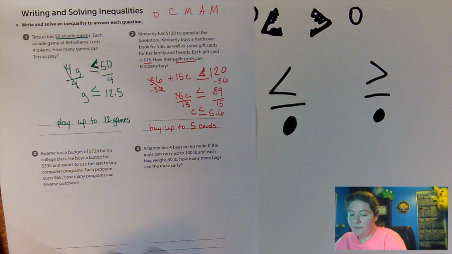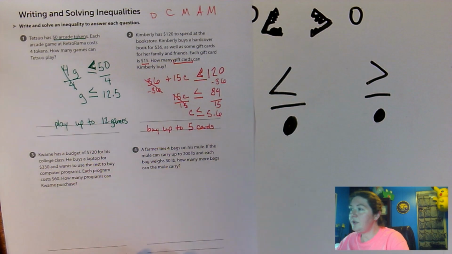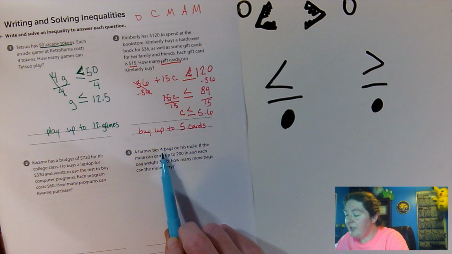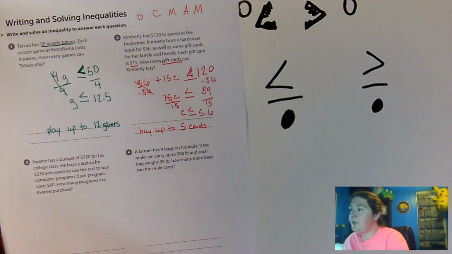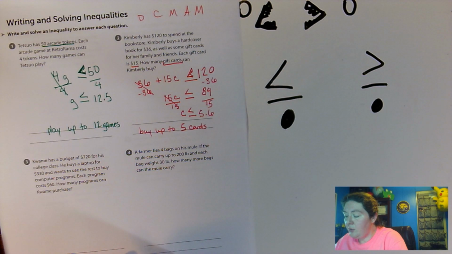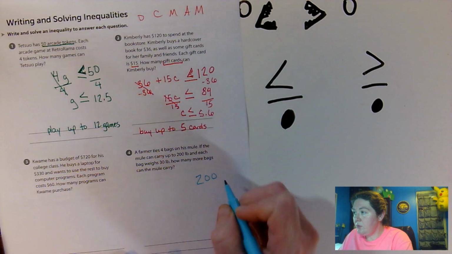Pay attention. Let's look at number 4. Number 4 is worded a little bit differently, so it can get a little bit confusing. A farmer ties 4 bags on his mule. If the mule can carry up to 200 pounds and each bag weighs 30 pounds, how many more bags can the mule carry? The mule can carry up to 200 pounds.